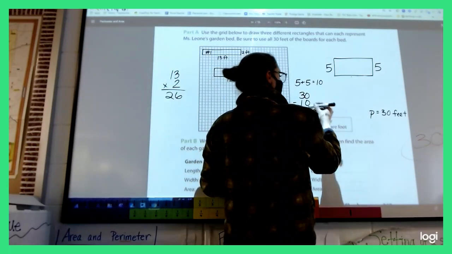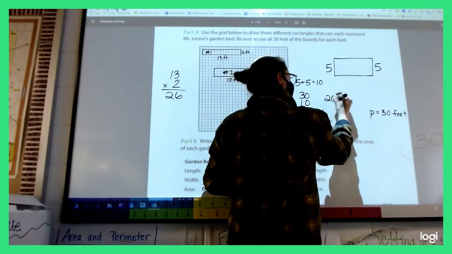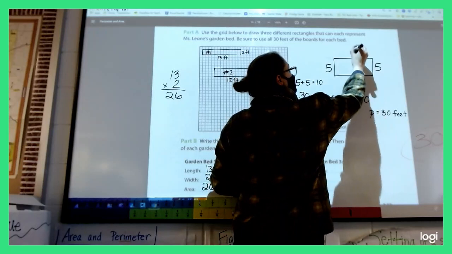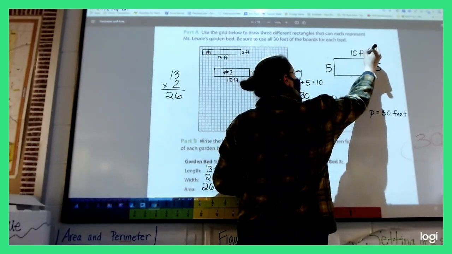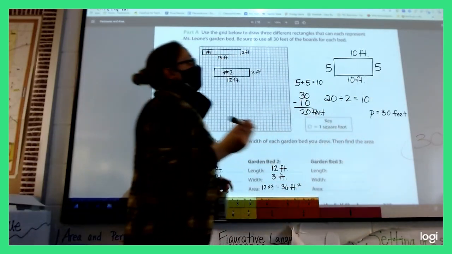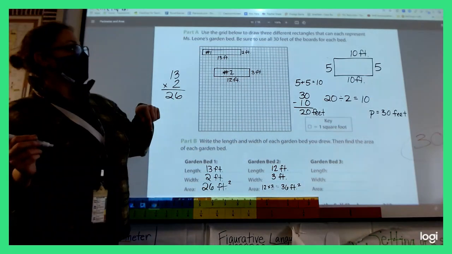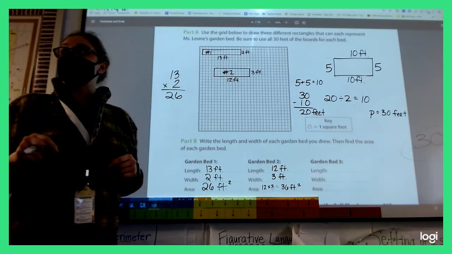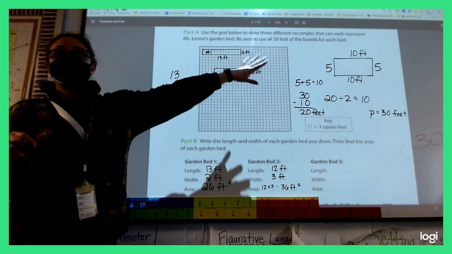Okay? So 20 divided by 2, we should know that math fact, is 10. So let's label all our sides and make sure this works by checking our answer. If I add 10 and 10 is 20, plus 10 more, I get 30 feet. Okay, any questions on how we did that part so far?